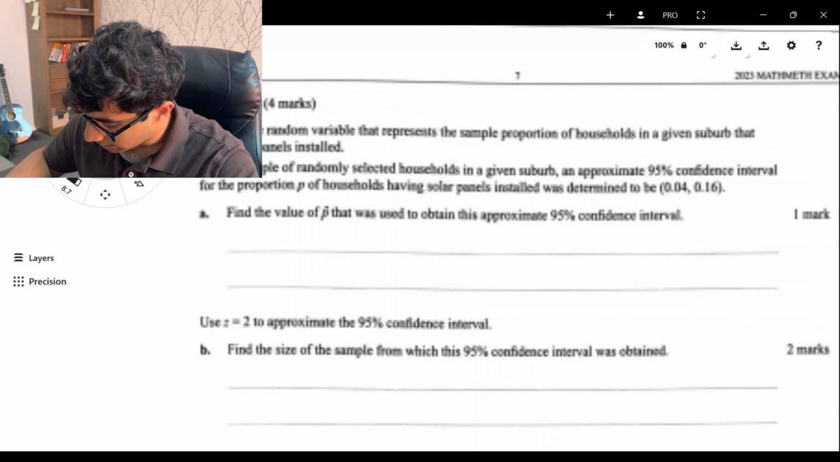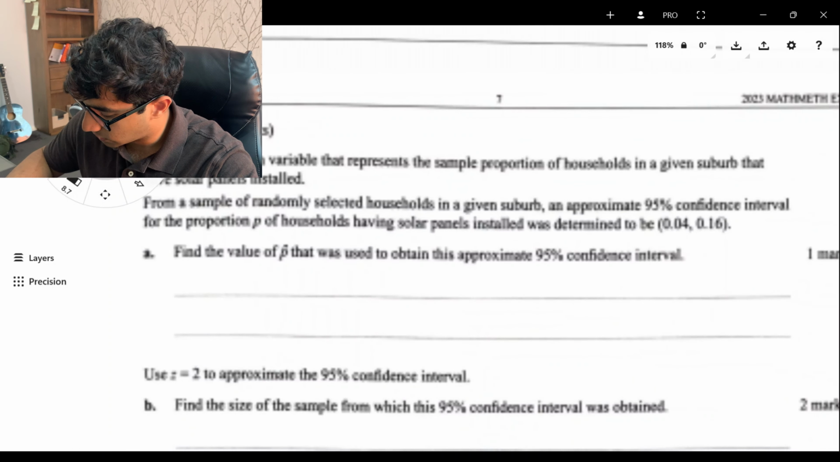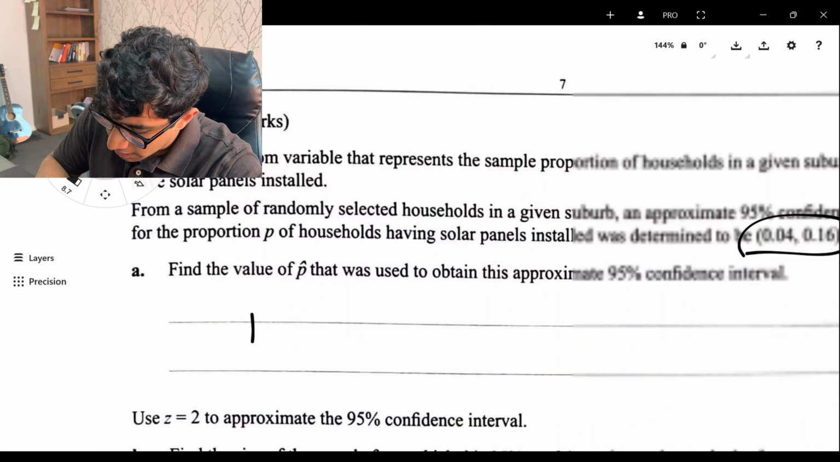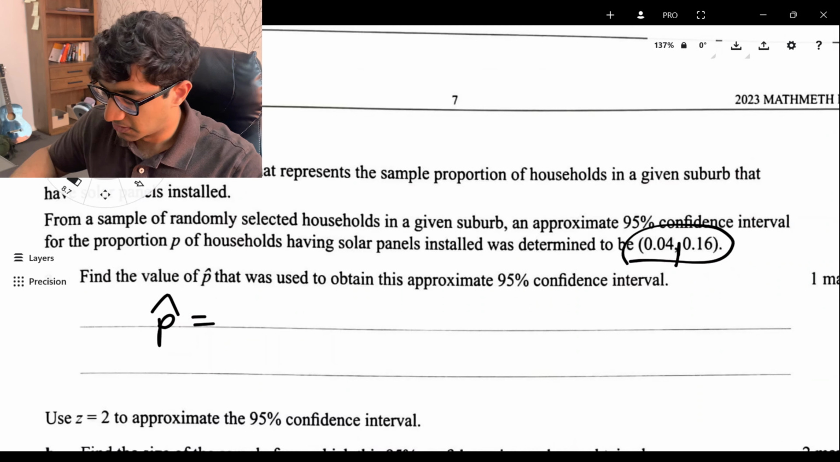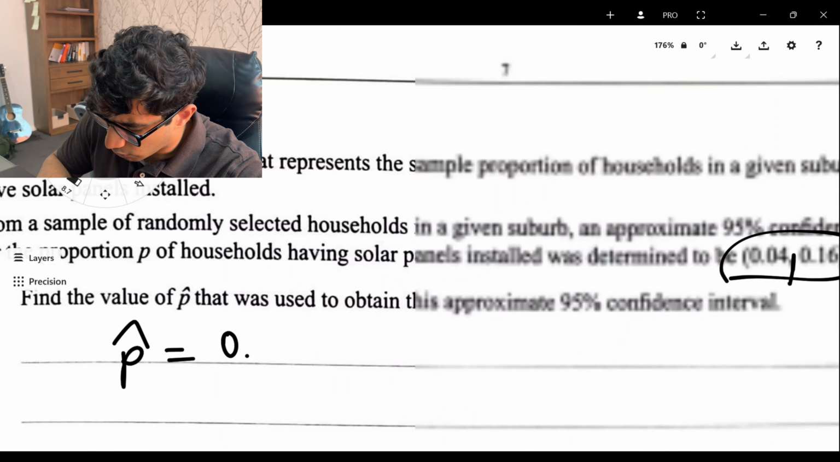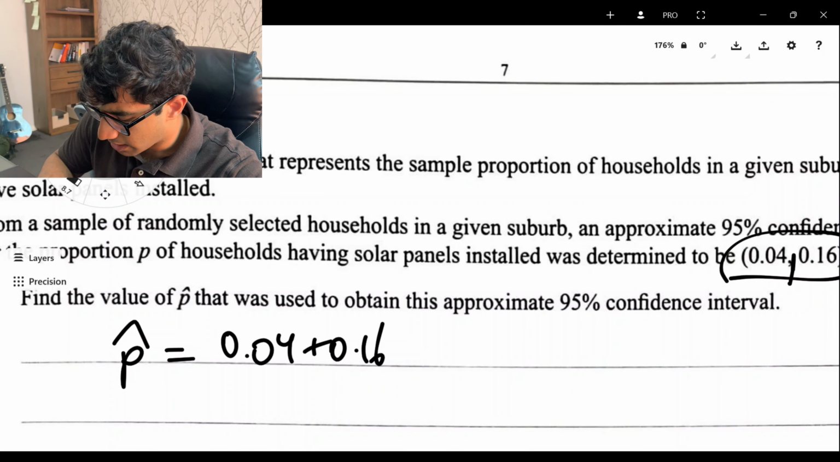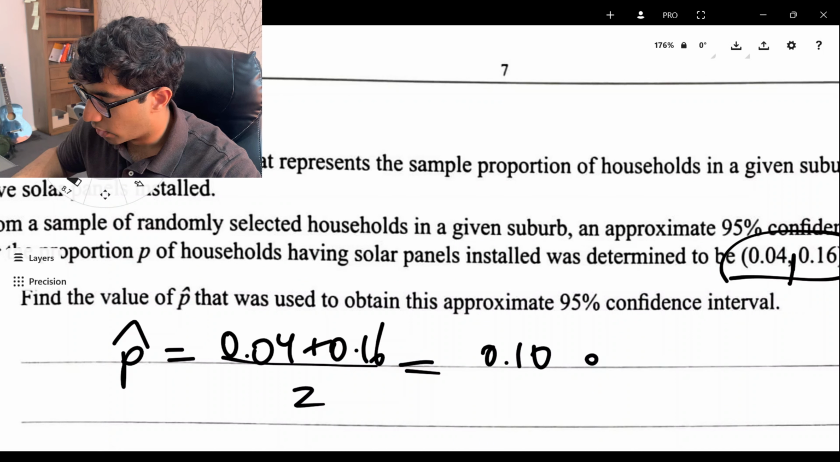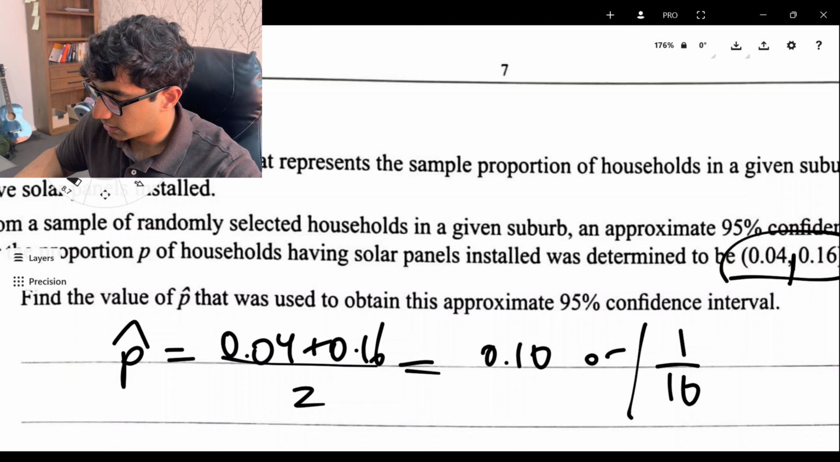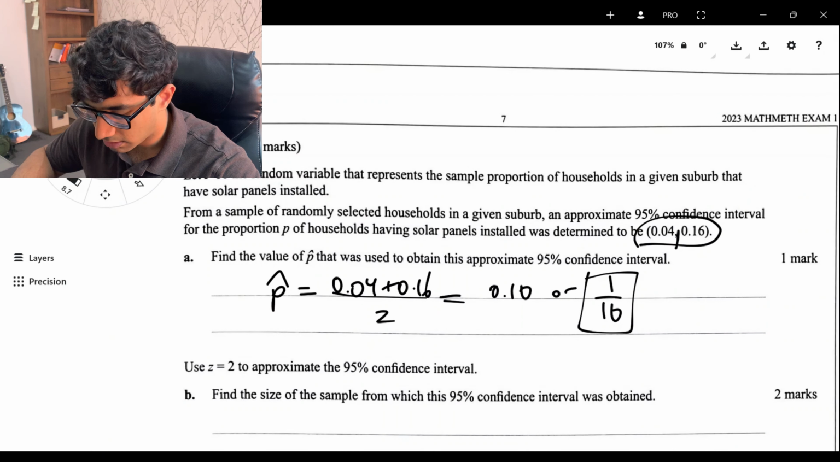So like I said, we have a confidence interval, which is given here. Remember, p hat is just the middle value of your confidence interval. So it's just going to be 0.04 plus 0.16 divided by 2, which is going to be 0.10, or 1 over 10. I always like to give exact values because it is exam 1.